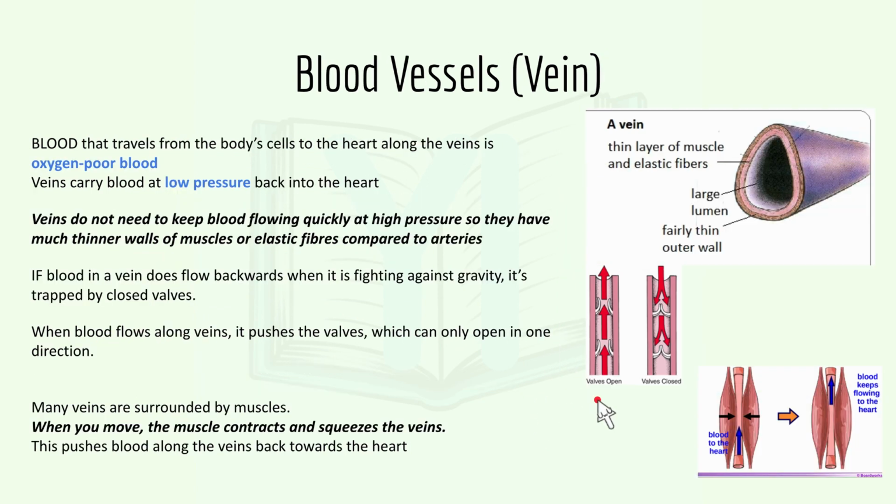So now we can see the vein. A vein carries blood that travels from the body cells to the heart. Along the veins is oxygen-poor blood, and veins carry blood at low pressure back into the heart. Therefore, it requires only a thin layer of muscle and elastic fibers and a large lumen. So you can read the description. One thing to note is that because it's carried at low pressure, there are valves over here to prevent it from backflowing.